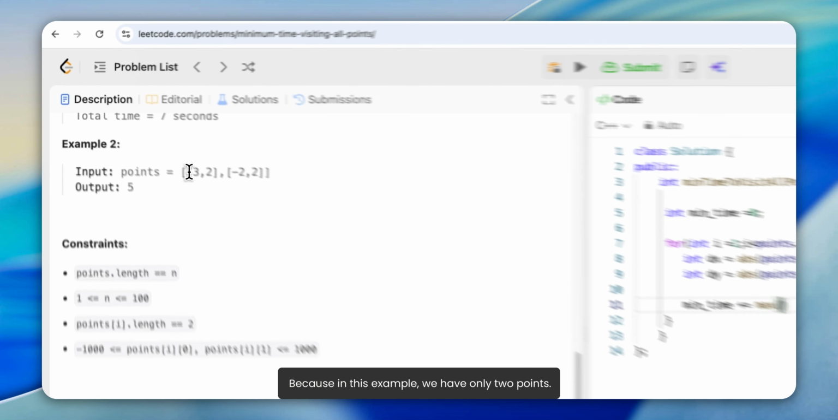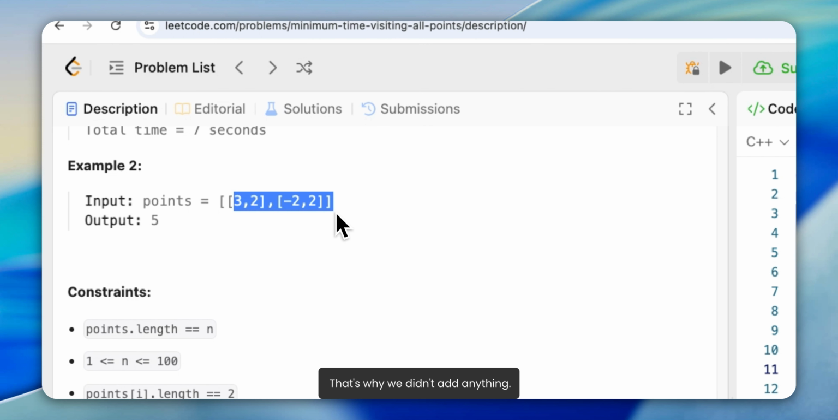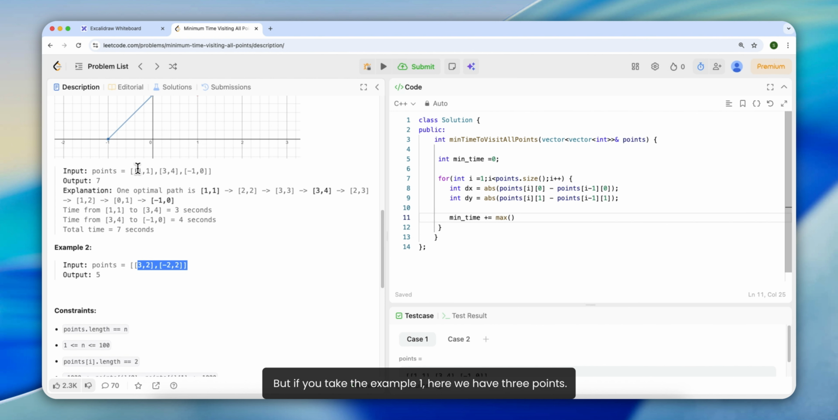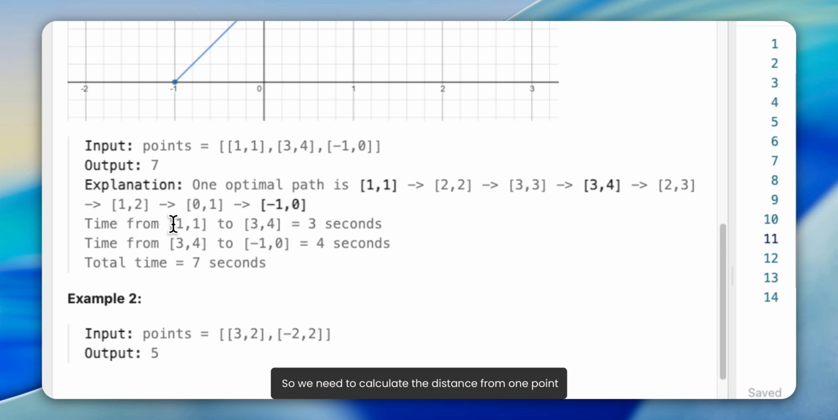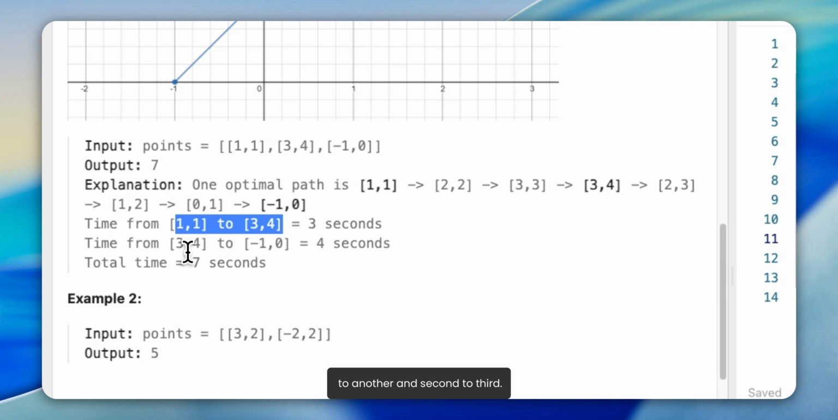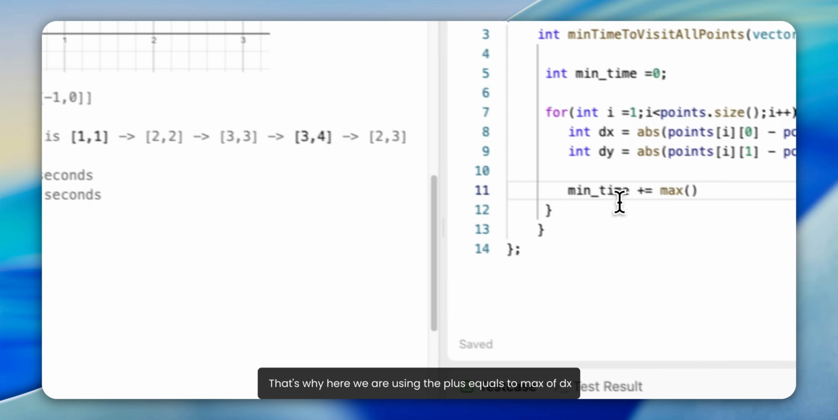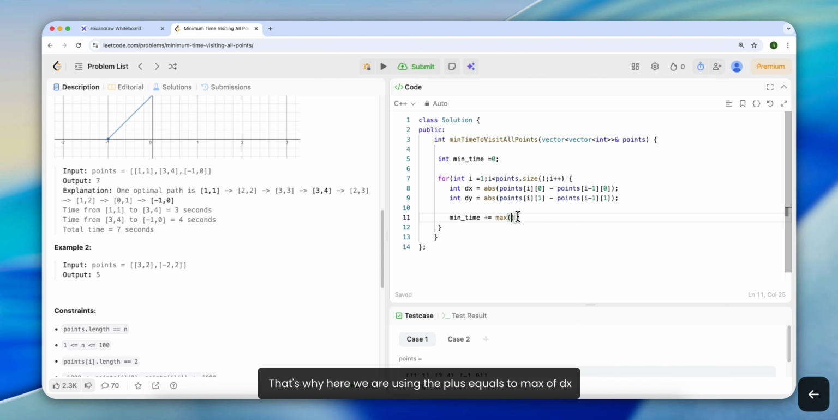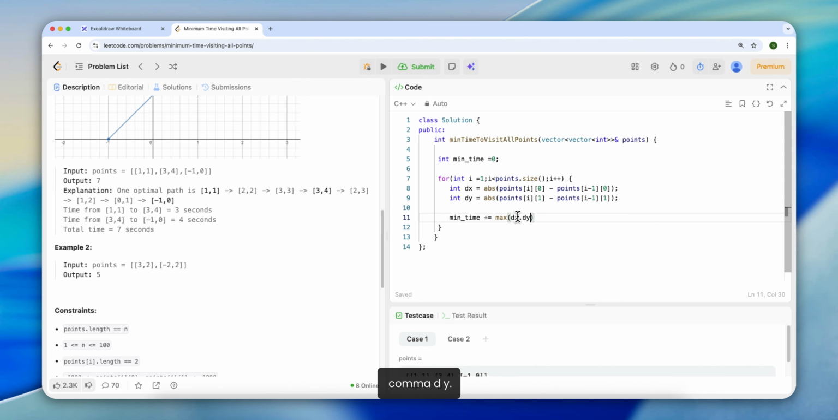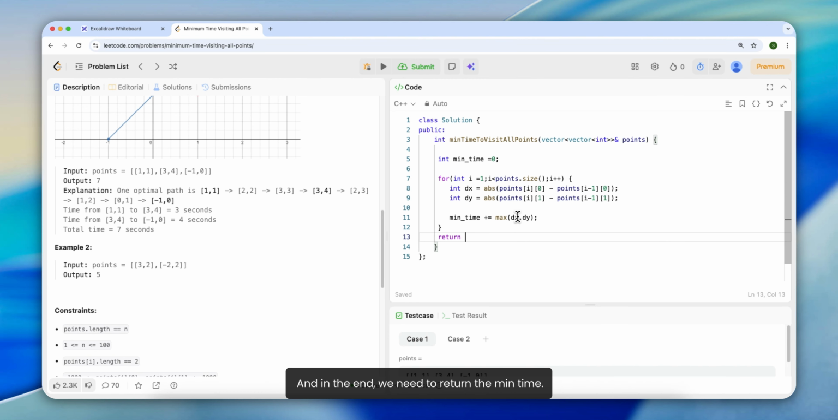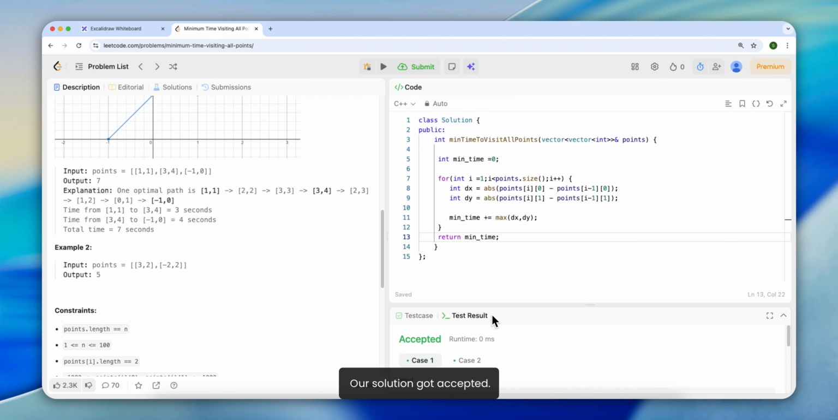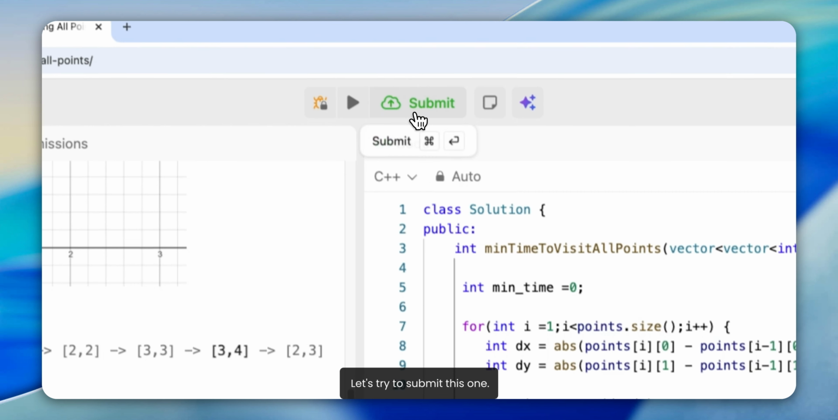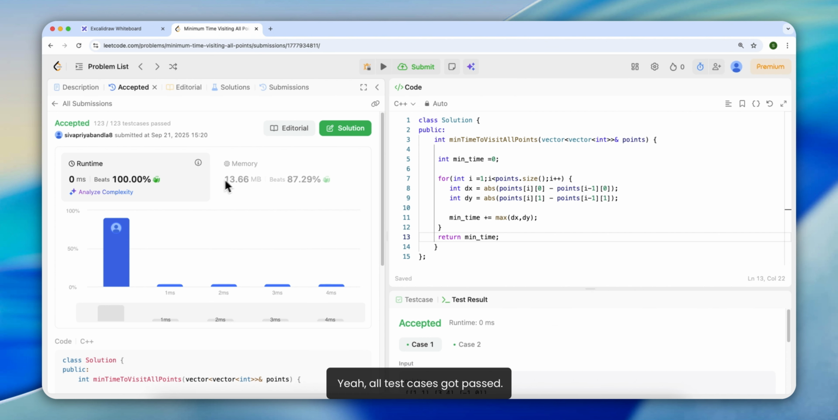Why? Because in this example, we have only 2 points, that's why we didn't add anything. But if you take example 1, here we have three points. So we need to calculate the distance from the first point to the second, and second to third, and then add both. That's why we are using plus equals max of dx, dy. And in the end, we return minTime. Let's run this code. Yeah, our solution got accepted. Let's try to submit this one.